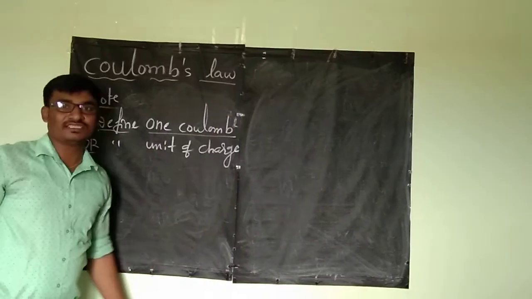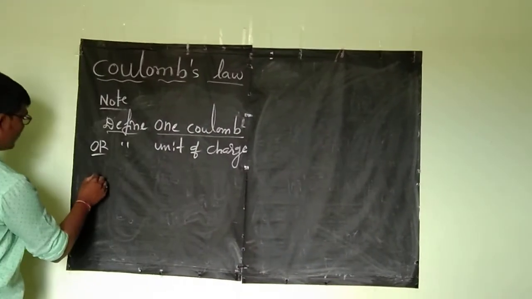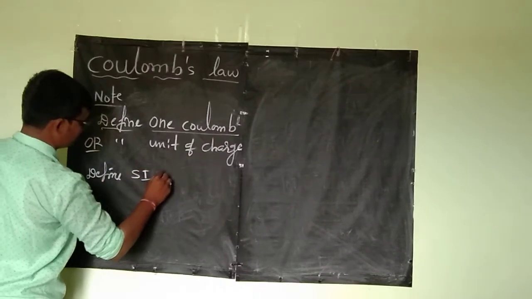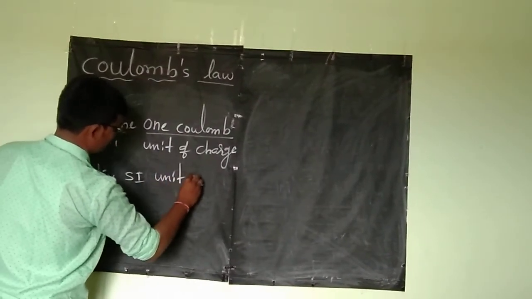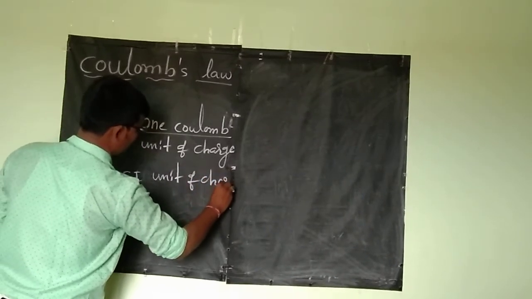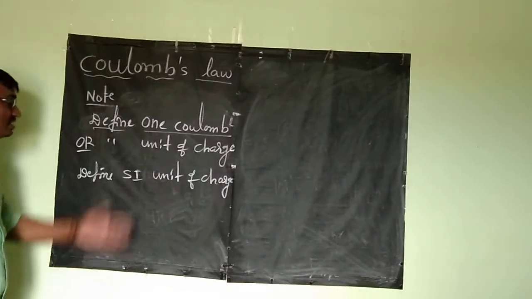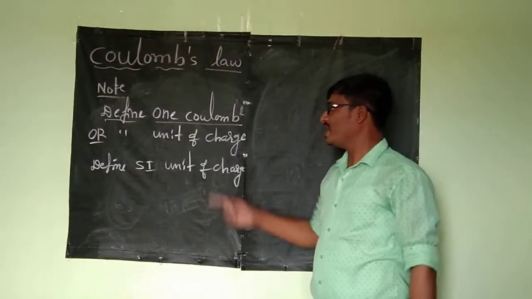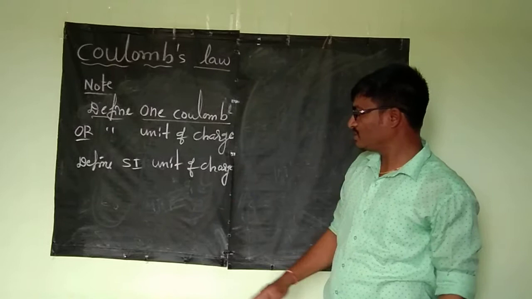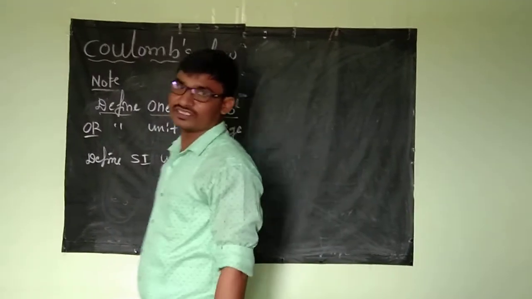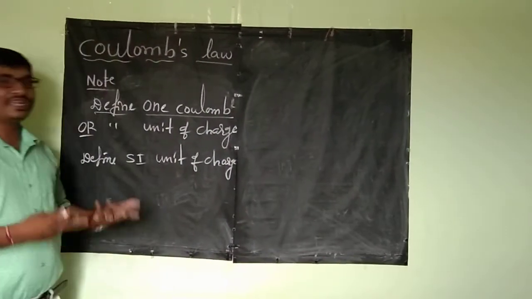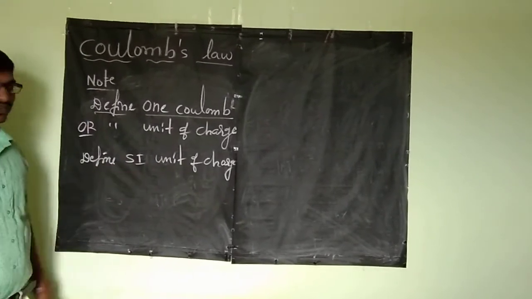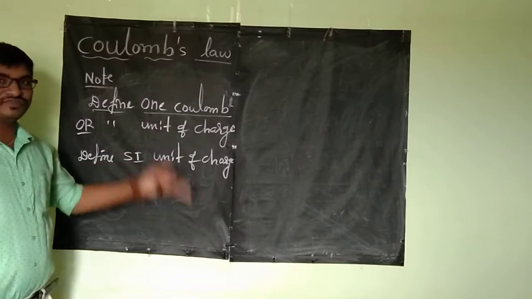Define SI unit of charge, again they can ask. They can ask the question in three different ways: define 1 Coulomb, define unit of charge, define SI unit of charge. Don't write 'define SI unit of charge' as the answer; you have to write the Coulomb. Most students make a mistake here. Define means you have to define, right?